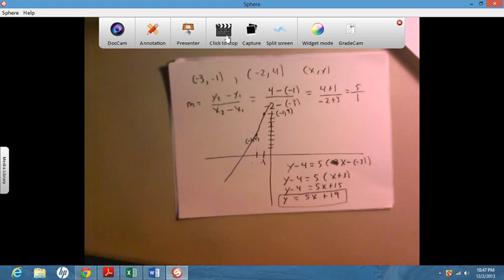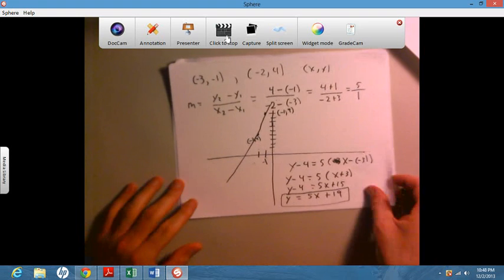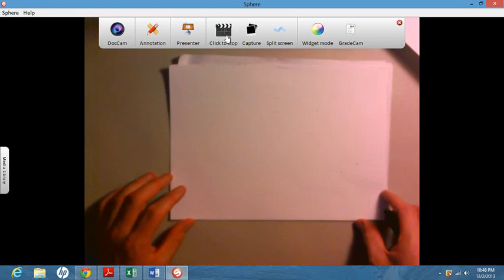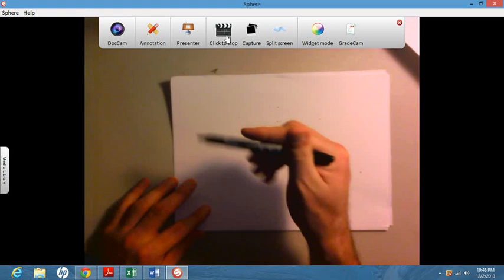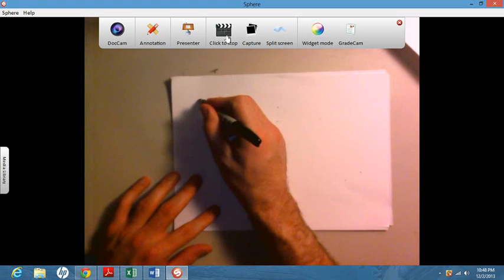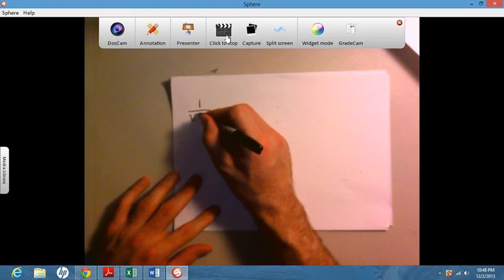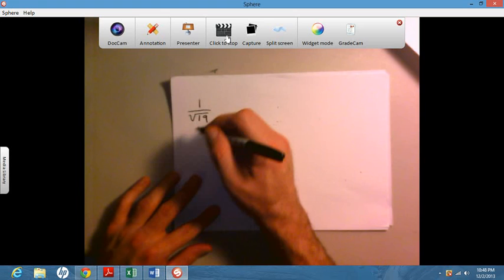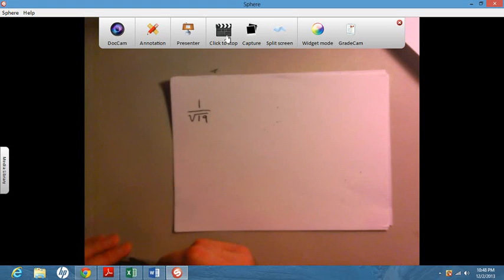Now, I got asked another question that I'll do on here. It's not related to slope, but it's always a good review. It can come up sometimes. Suppose we have 1 over the square root of 19. How do we rationalize the denominator here? I know it's a little off topic, but it doesn't hurt to have it here instead of making a whole other video.